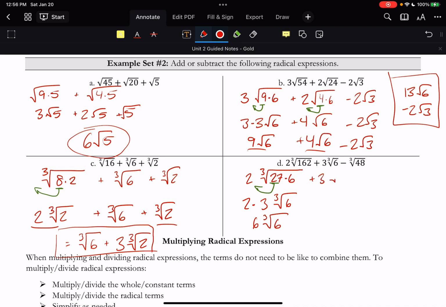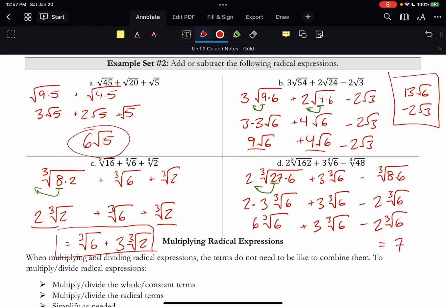Plus 3 times the cube root of 6, I can't do anything with that, so that just moves on down. And then last one, 48. I know that 48 is 8 times 6, and 8 is a perfect cube. The cube root of 8 is 2, so I have there 2 times the cube root. Oh, this should be 6. 2 times the cube root of 6. And so all three of these terms can be combined. So I'm going to do 6 plus 3 is 9 minus 2 is 7. So that fully simplified down is 7 times the cube root of 6.